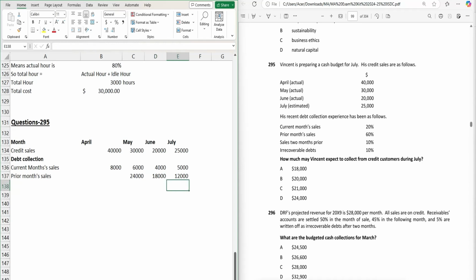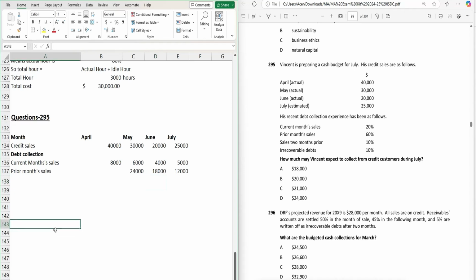Now, sales two months prior. That means the remaining amount. We have only received 32,000 from the sales of 40,000 in the month of April. Still some amount is remaining, so that will be received in June, and that will be 10%. So let's do that as well.